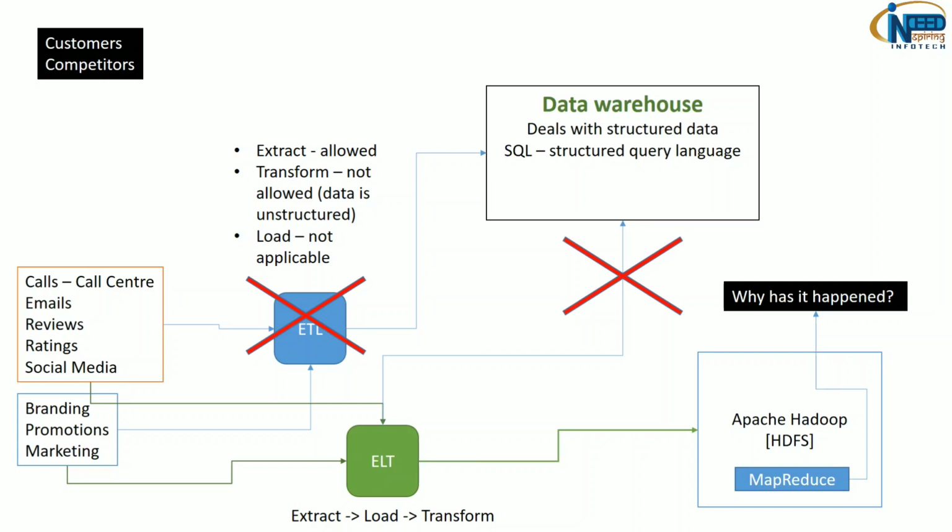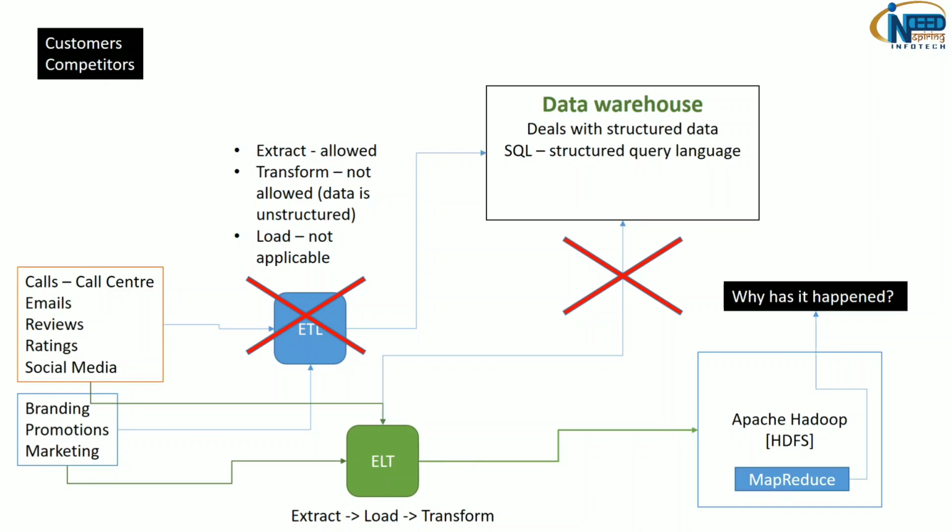But if you understand, this data is not in the form of a table or structured. This is unstructured or semi-structured data. Call center, email, reviews, all unstructured. Only ratings is structured. So if you try to load this data into the same tool, that is the data warehouse, your ETL tool is incapable of handling this type of data. ETL's work is to extract the data, transform it and load it into the data warehouse. But here transformation is not possible for the ETL, because ETL can transform only structured data.